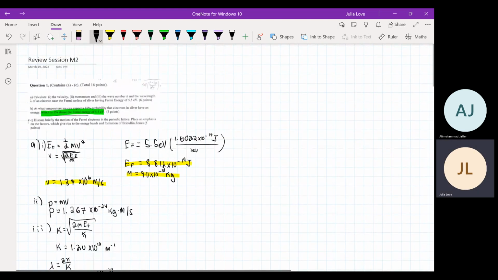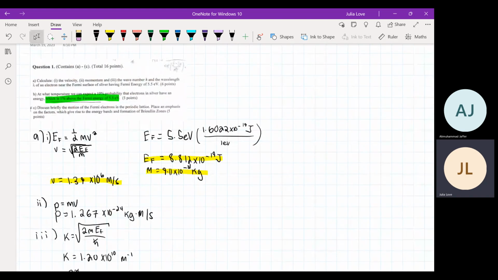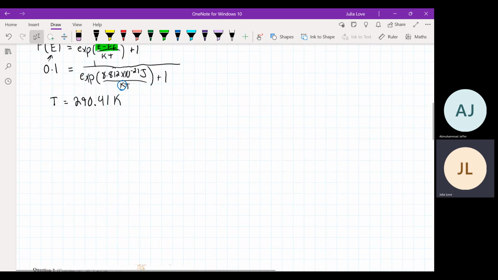Then we look at part C, which is more of a discussion question. It's asking us to discuss the motion of Fermi electrons in the periodic lattice, with an emphasis on the other factors. Some things to mention in this type of explanation question: I'm just going to point out some key factors. There's obviously a lot of other things you could talk about. Electrons here obey the Pauli exclusion principle.